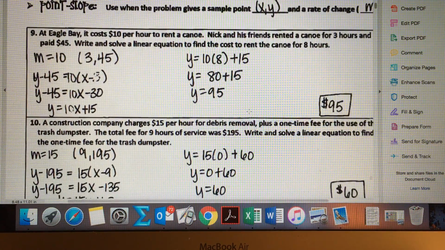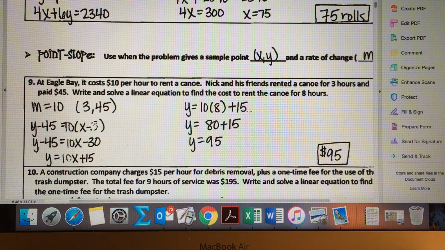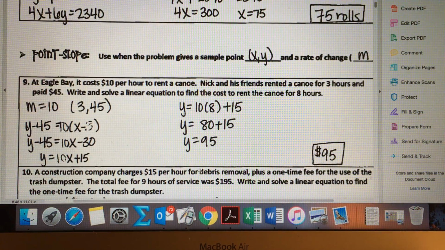Okay, number 10. So we have a construction company charges $15 per hour for debris removal, plus a one-time fee for the use of the trash dumpster. The total fee for 9 hours was $195. Write and solve a linear equation to find the one-time fee for the trash dumpster.